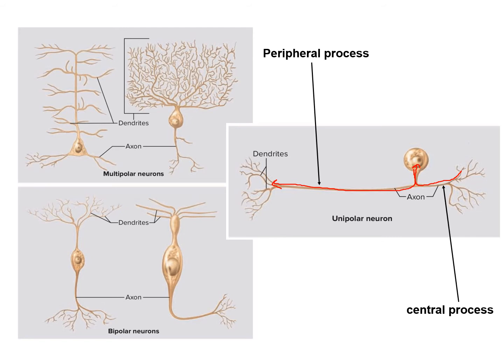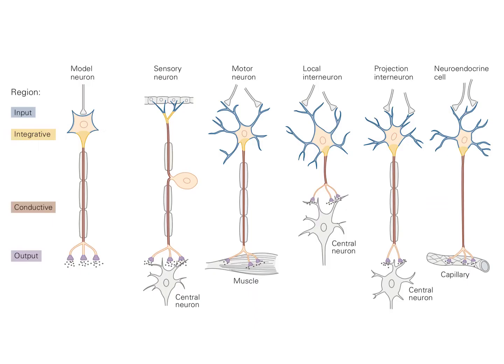And then we have bipolar neurons, which have dendrites and then one axon. And then we can see the multipolar neuron when we have many dendrites and one axon. And again, there are many types of neurons, as you can see. However, I want you to notice that each area of a neuron has a specific function, and this is what is responsible for the unidirectional transmission we talked about.